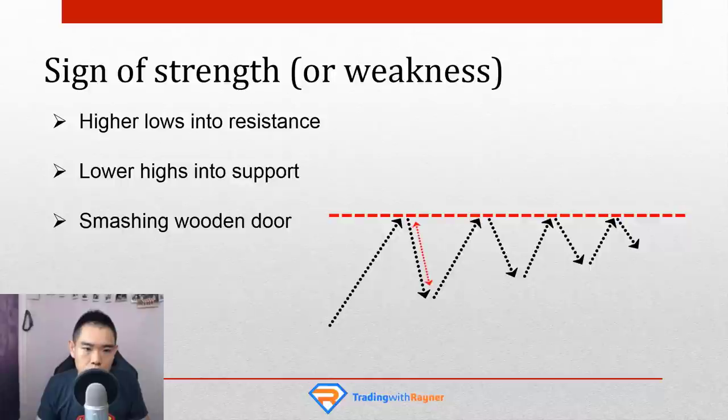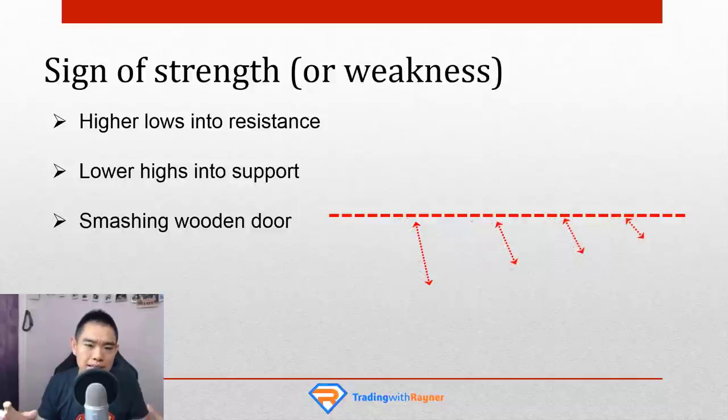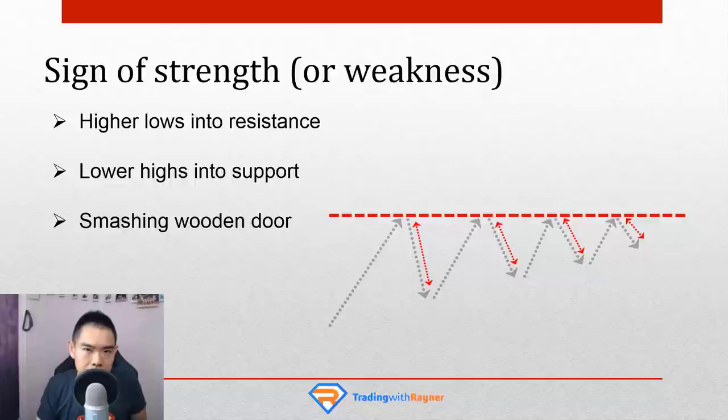This is the length of the pullback, the first attempt. This is the second attempt. This is the third attempt. And this over here is the fourth attempt. And notice that the depth of the pullback is getting smaller and smaller. This tells you that the buyers are willing to buy at these higher prices. Make sense? So this shows you strength from the buyers because they are willing to buy at these higher prices even though the price is approaching resistance. This tells you that they are confident that this market could break up.